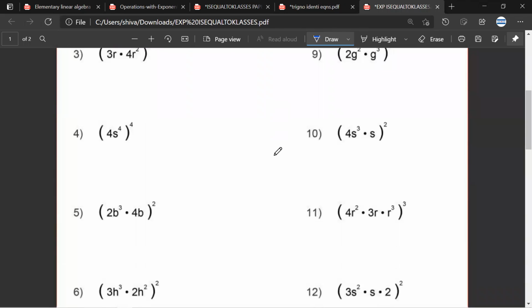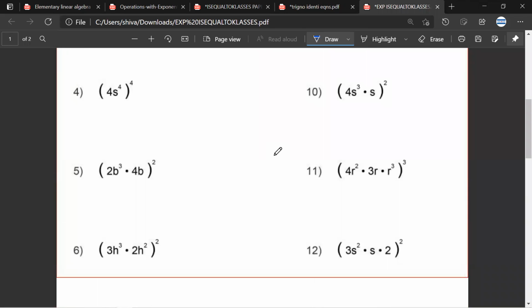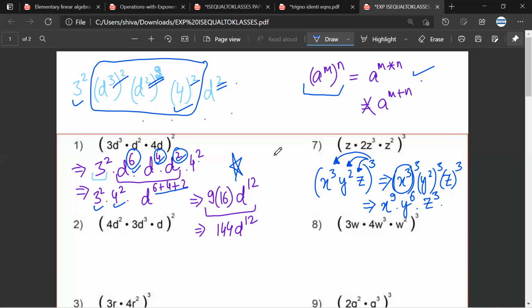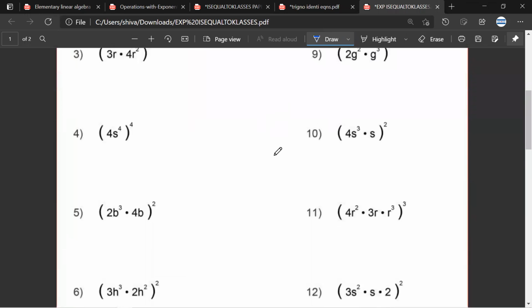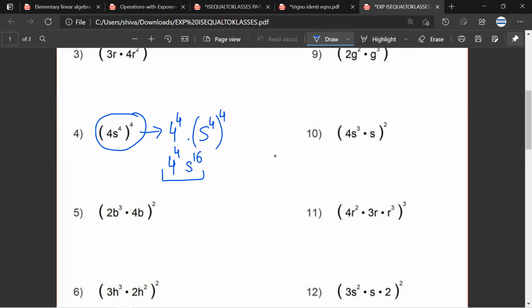So let us do one of the easier questions. I think this was the most difficult question in the exercise. Okay, so Mr. Sarthak, how should I do this? So first we'll multiply 4 by 1 and then by 4. So 4 raised to the power 4 and s raised to the power 16. Mr. Satya, any doubt? No.